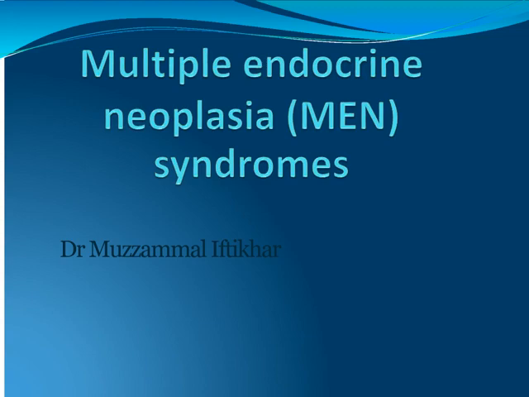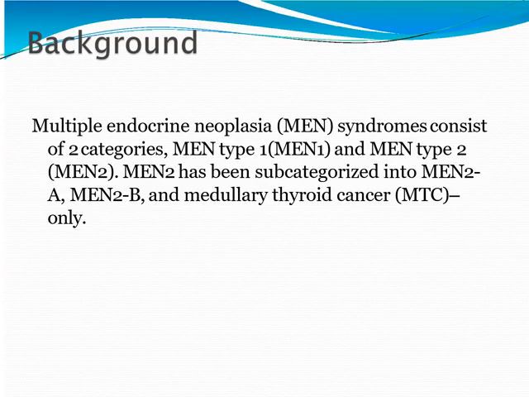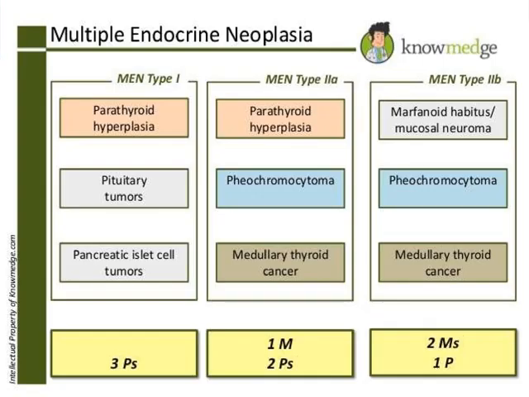So coming to the next slide. Multiple endocrine neoplasia syndromes consist of two categories, type 1 and type 2. Type 2 has been further divided into 2A and 2B. And there is also a type which is called medullary thyroid cancer, MTC only. We will highlight in our lecture mainly type 1 and type 2.